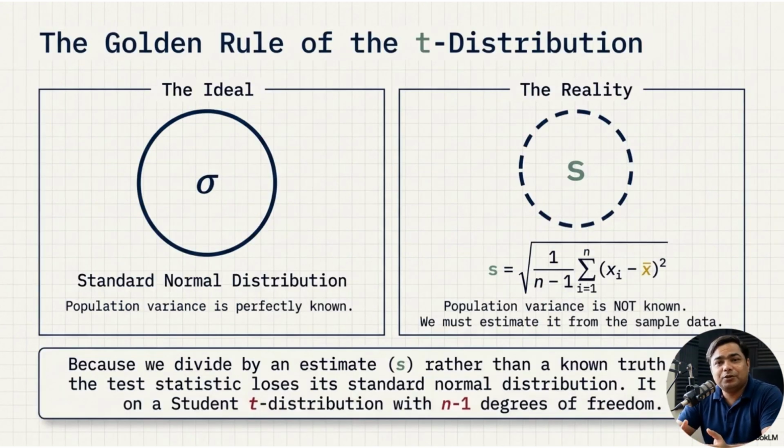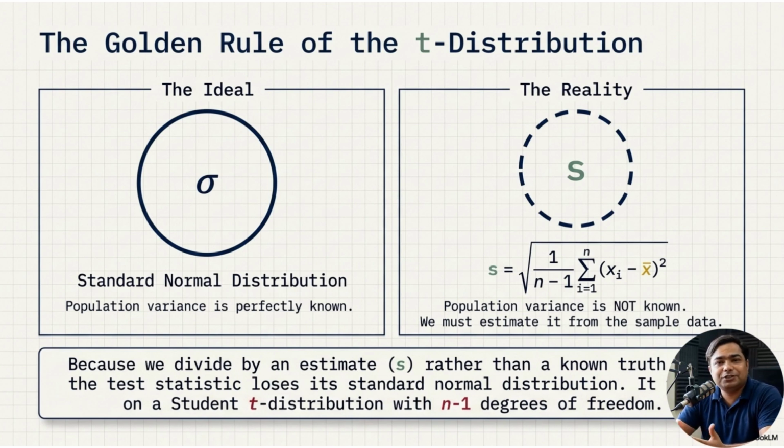Now, let us begin with the golden rule of the t distribution. In an ideal situation, we know the population standard deviation represented by sigma. If we know the true population variance or standard deviation, we can use the standard normal distribution. But in real research, this is rarely the case. Most of the time, we do not know the true population variance. Instead, we estimate it from the sample data. This estimated standard deviation is represented by S.